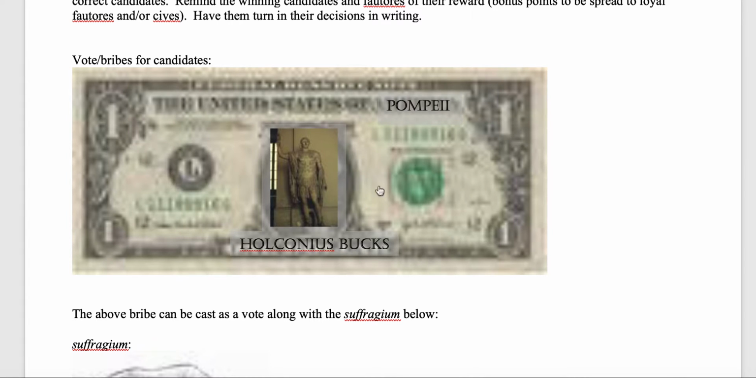So I've taken just a dollar bill and I've done some cheap editing here. And so I've made Holconius bucks. One of the candidates is Holconius. So I've found a picture of him and I've put a Holconius buck here.